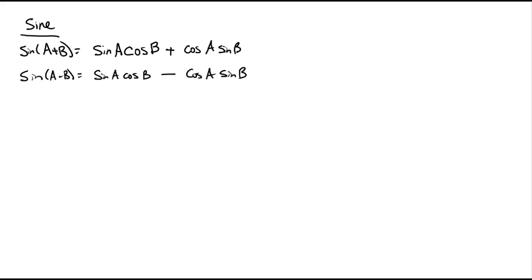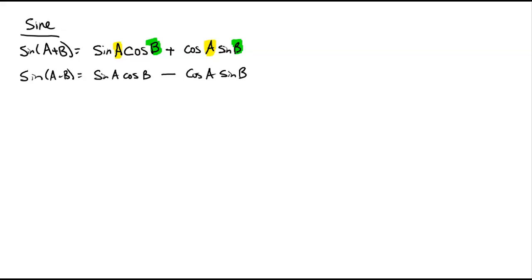So things to point out: sine and cosine now are together, versus when we were dealing with just the cosine of the sum and difference. But notice that your A value is still first, so you do want to have your A value first, and your B value is second.